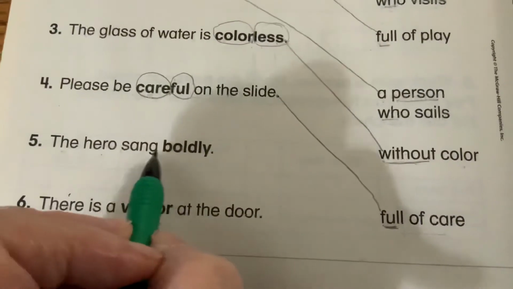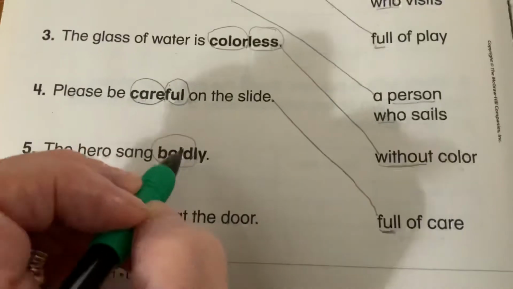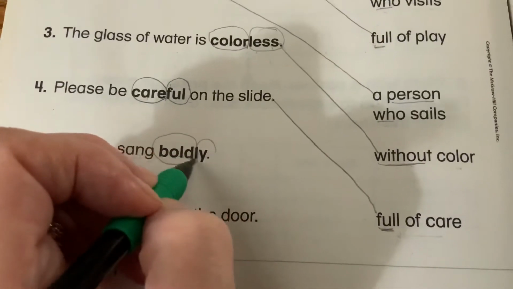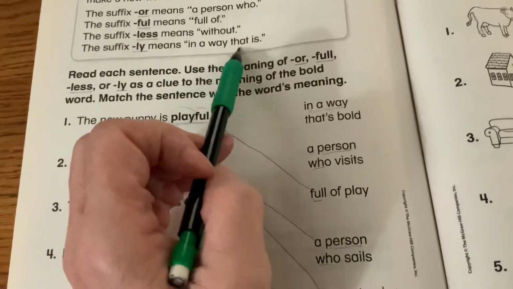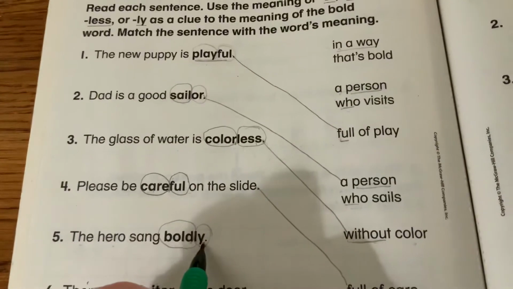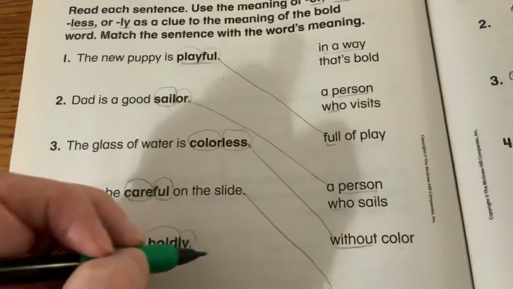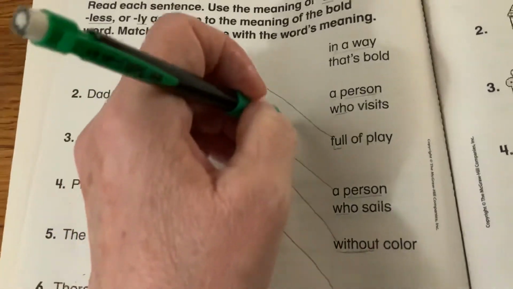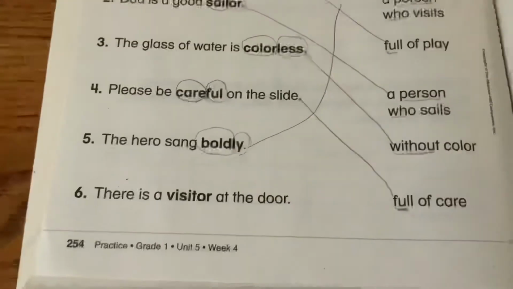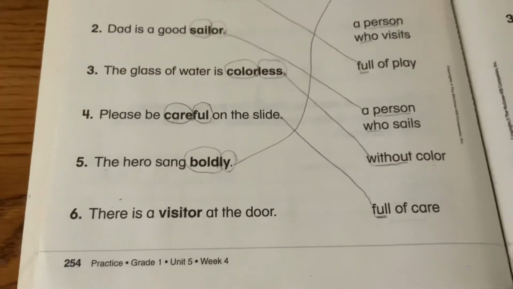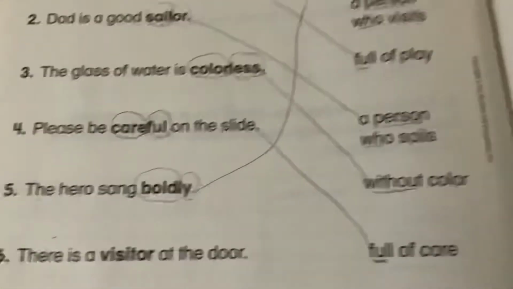The hero sang boldly. Okay, what's the root word? Bold. What's the suffix? Ly. So what does ly mean? Ly means in a way that is. So in a way that is bold. And where did we have that? Right up there at the first. In a way that is bold. What does bold mean? If you do it in a bold way, you don't do it in a shy way or talking softly. You do it in a bold way, courageous.